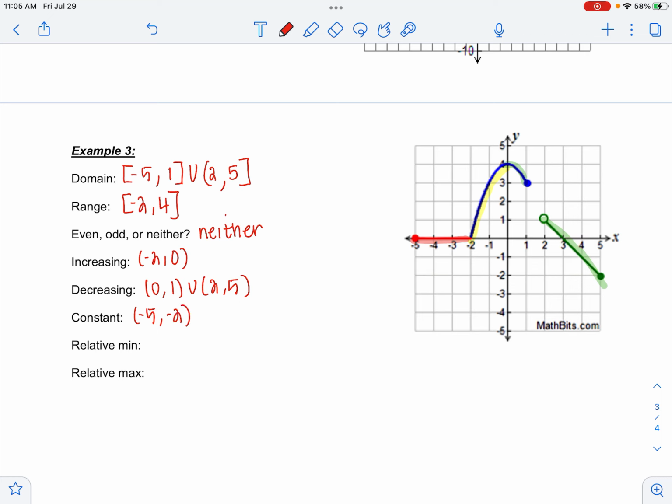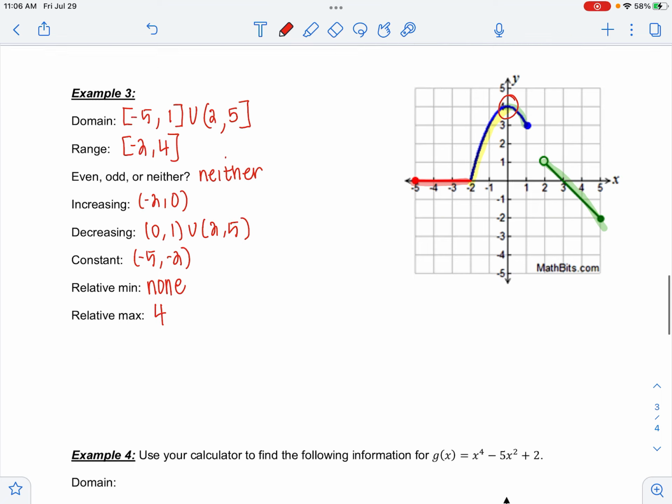Relative min, we're looking for where it goes from decreasing to increasing. So that'd be from green to yellow, which does not happen, none. Relative max, increasing to decreasing, yellow to green, it does right here. The y value there is 4.